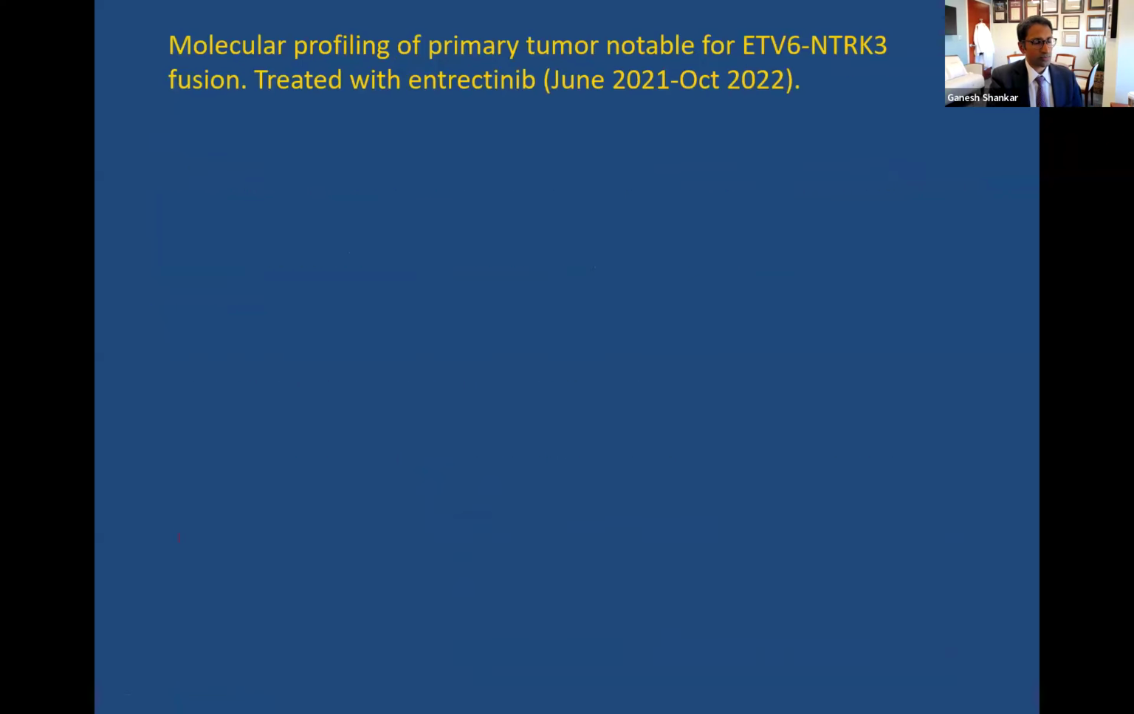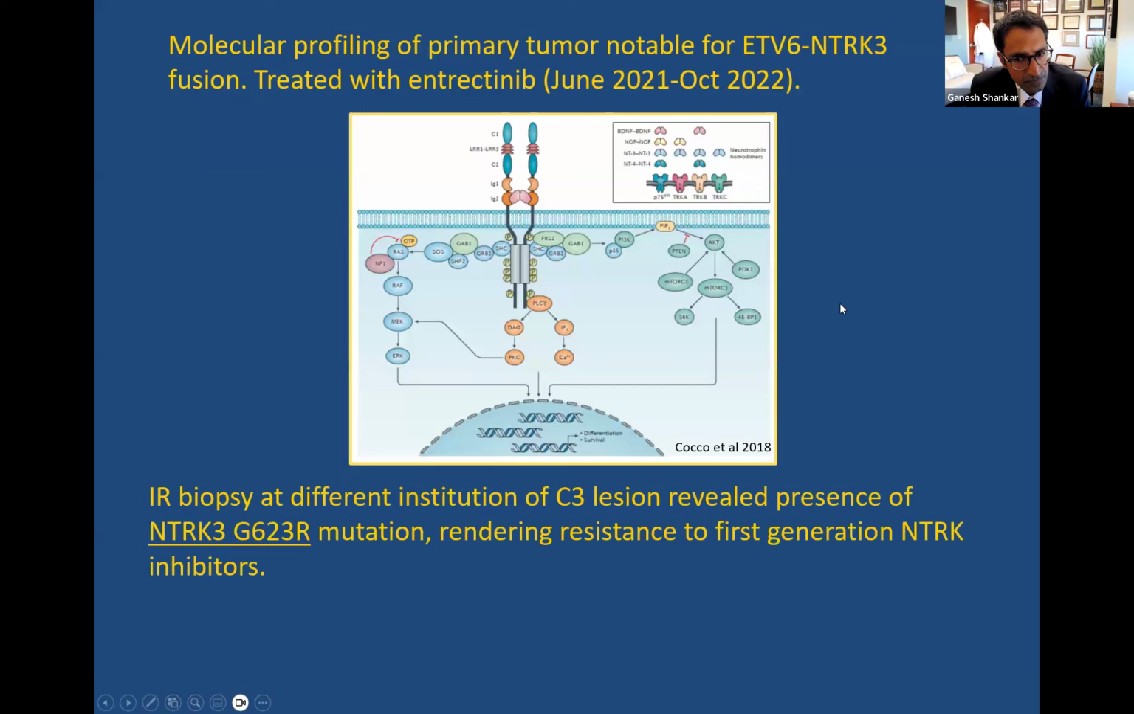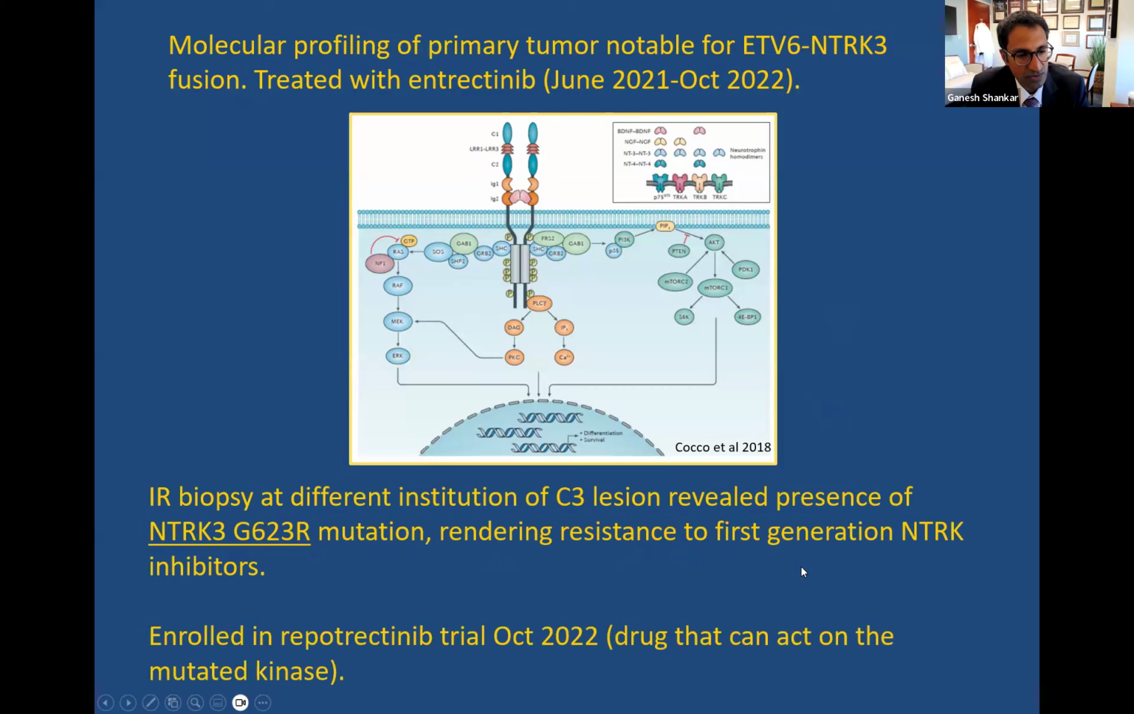And so the molecular profiling of her tumor was notable for one of these NTRK mutations, which she had been previously treated with entrectinib for over 12 months. And it was after that that she started to have progressive disease. But the IR guided biopsy of one of these lesions, the C3 vertebral body, revealed the presence of one of these other mutations, which was a G623R mutation that actually rendered it resistant to one of these first generation NTRK inhibitors.